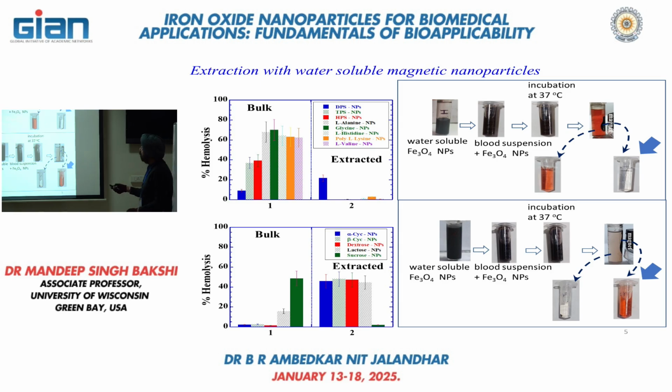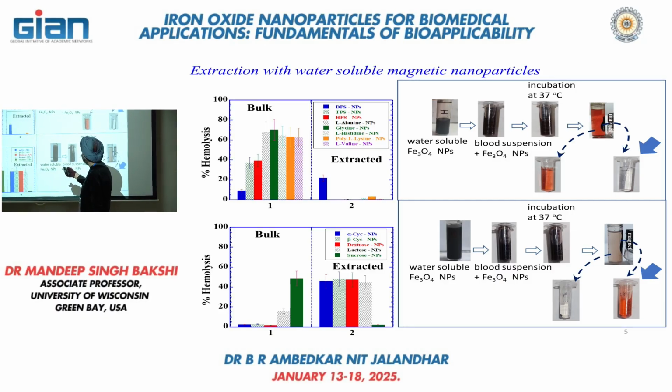Then the same experiment was performed in another set of iron oxide. Now, what is the meaning of these two sets of experiments? In fact, they look identical. Whatever you see over here, the steps you see over here. But what is different is that these experiments were performed with magnetic nanoparticles stabilized with zwitterionic surfactants DPS, TPS, HPS. Alanine is an amino acid, glycine is an amino acid, histidine, lysine and valine.